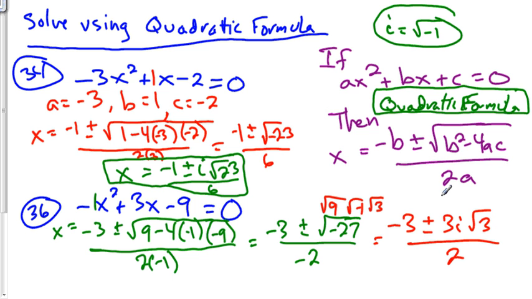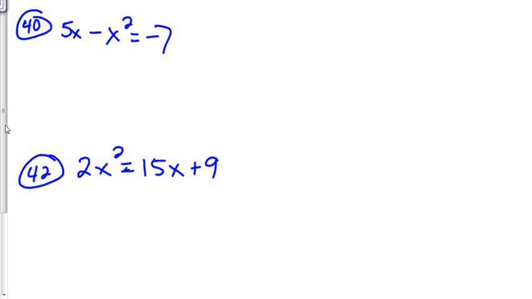And since there's nothing that I can take out of both the numerator and denominator, I'm going to just leave it like this. So yes, there's a negative 3 and a 3i up top, but I can't factor it out because there's nothing I can cancel it with in the bottom. Okay, keep going with these evens.